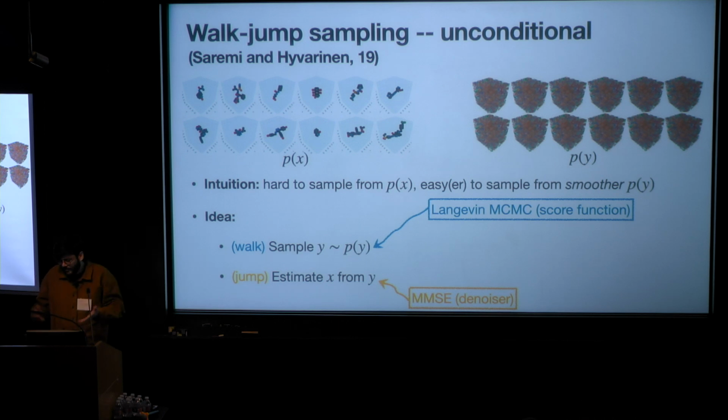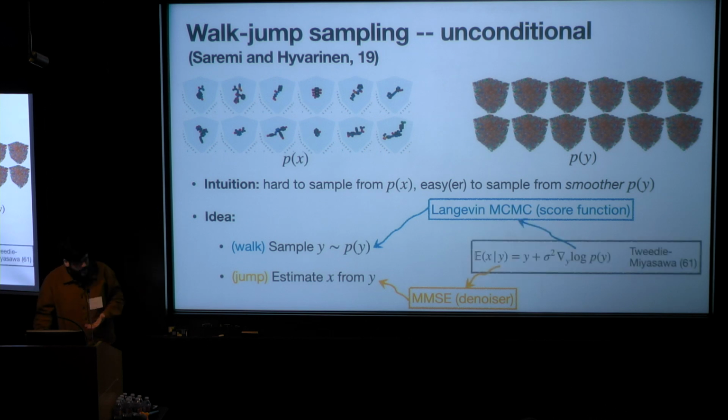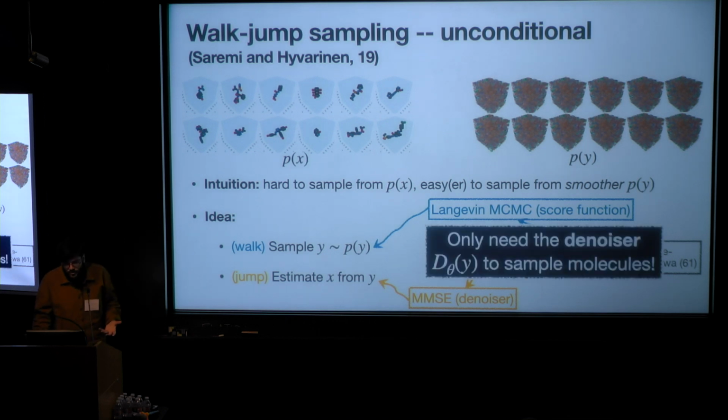And in practice, as usual, we're going to be using a denoiser. It turned out there is this famous equation that people are now calling Tweedie-Miyasawa, which dates back from the 60s, that links those two different objects, the score function and the minimum mean square error estimator. So in practice, all we need to do is to learn a denoiser, because with a denoiser, we can compute the score function of P(y), and we are able to estimate the x from this smoothed y.